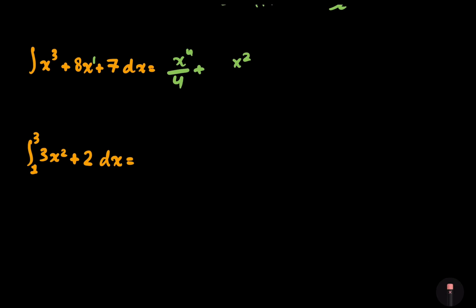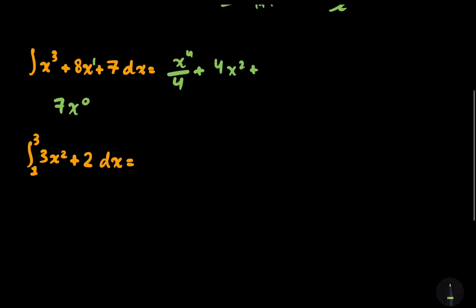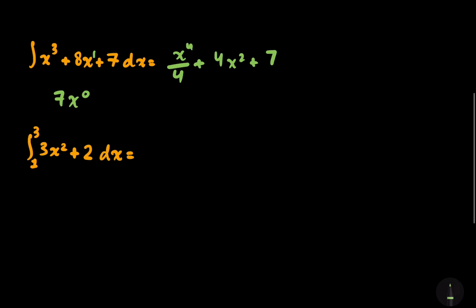But 8 over 2 is just 4, so we can simplify that. And so this will just become 4x squared. And then finally, 7. So 7 can be rewritten as 7 times x to the 0th power. And so when we increment the exponent, we'll end up with 7 times x to the 0 plus 1, which is just x to the 1. And then we're going to divide that by 1, but we know that 7 over 1 is just 7. So we're just going to end up with plus 7x.